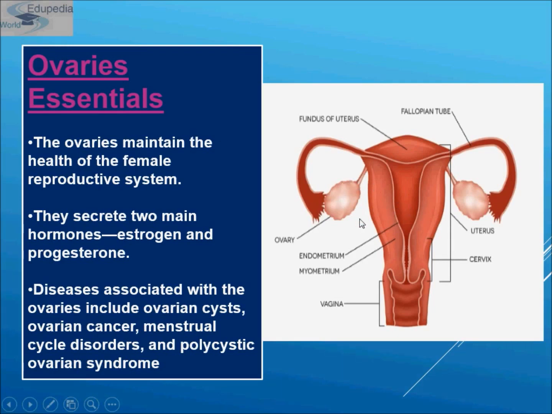These are the ovaries, okay? This is the uterus part. This is the fallopian tube. And this is the endometrium. And this is the vagina, okay? And this is the cervix part of the vagina.